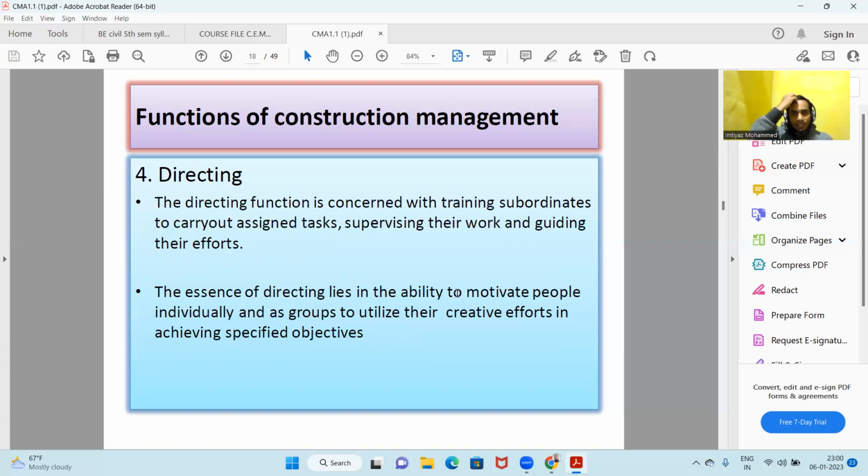Okay, now comes directing. This directing is a very important function. Now, once we are done with staffing, then we need to be able to give instructions or orders to the different subordinates, and also we can ensure training so that they can carry out the assigned task, and then we should be able to supervise their work and guide their efforts. Okay, so what is the essence of directing? Here it lies in the ability to motivate people individually and as groups. And thus we should be able to utilize their collective, creative efforts in achieving the specified objectives.